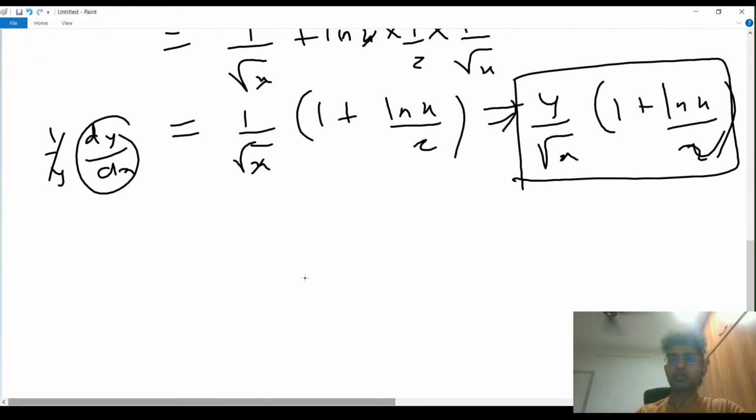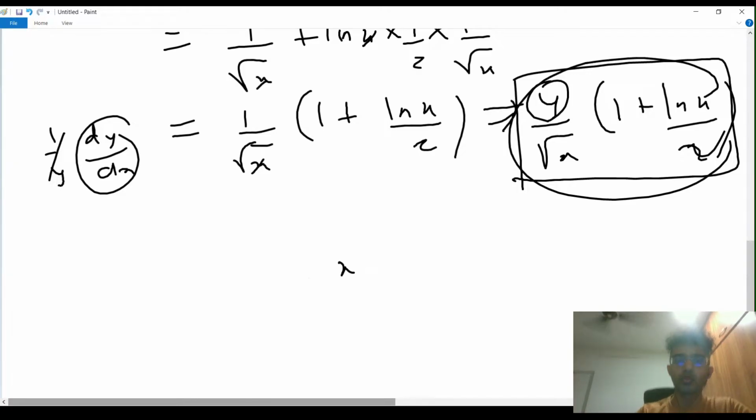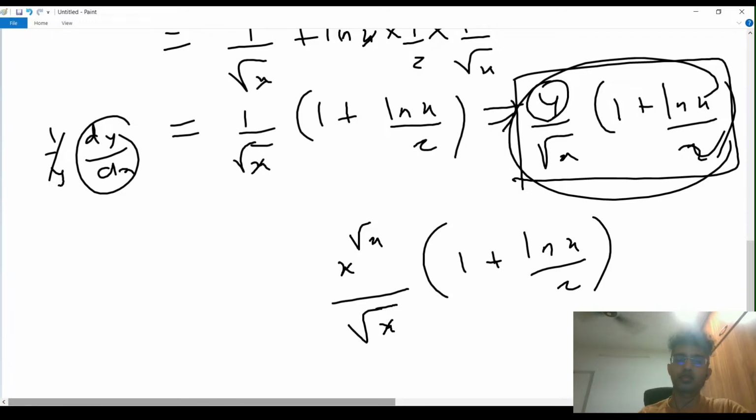So this also can be expressed in a different way, right? So y is basically x raised to root x. So basically dy by dx is x raised to root x divided by root x, right? Into bracket 1 plus ln of x by 2 as the final value.